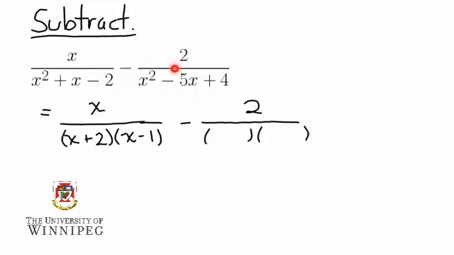Similarly, we can factor x squared minus 5x plus 4 into the binomial factors x minus 4, x minus 1. Now what we need to do is create common denominators for our two rational expressions. And specifically, we're looking to make a common denominator that has as few factors as possible.